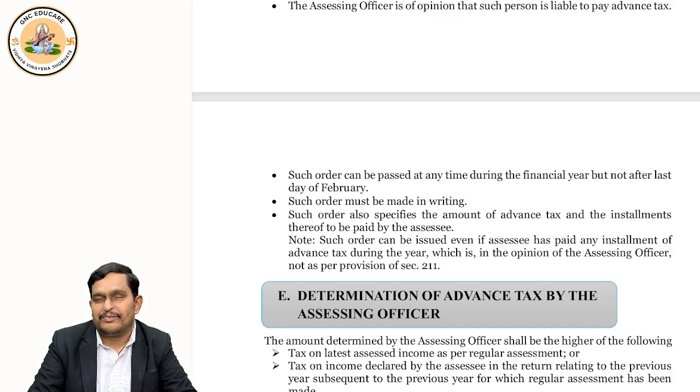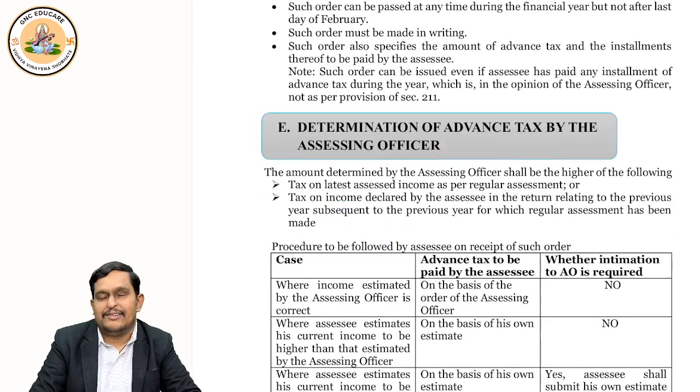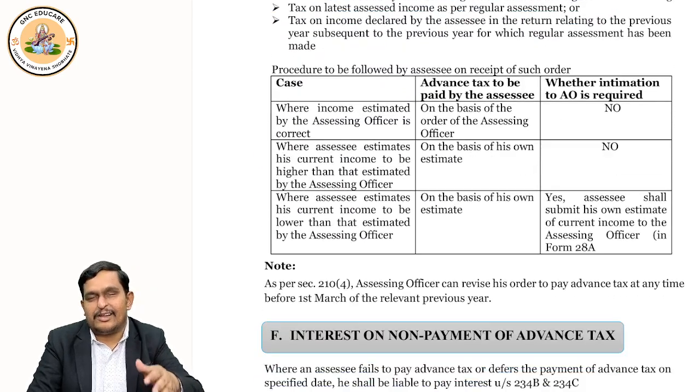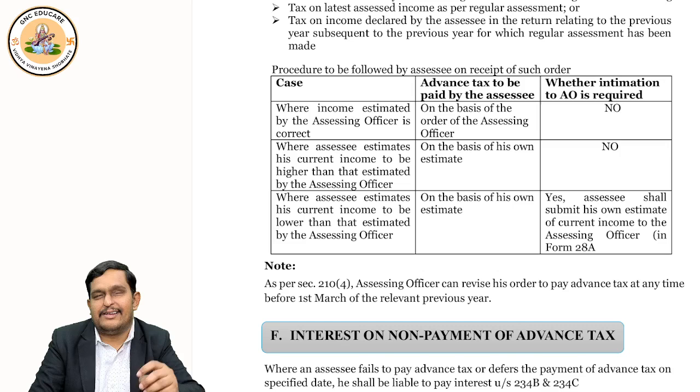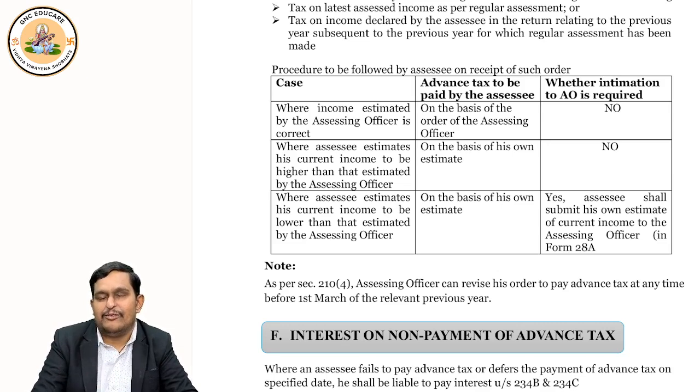So in that case, what to do? The assessee need not give any notice. Simply pay the extra advance tax he wants to pay. And third, if the assessee feels that the assessing officer computed more advance tax but his income is not that much, maybe his sales or revenue have decreased, so the advance tax may be low, then the assessee has to give intimation in Form 28A. Communicate to the assessing officer that my income is not that much, and I'll pay low advance tax based on my understanding and my computations.